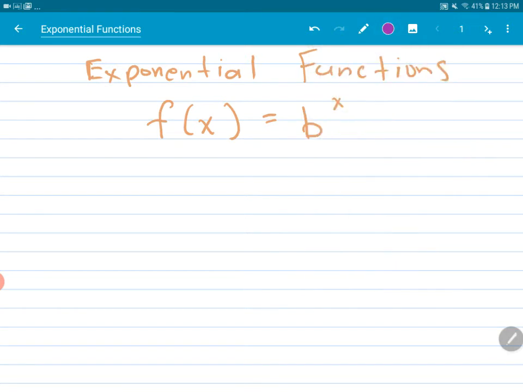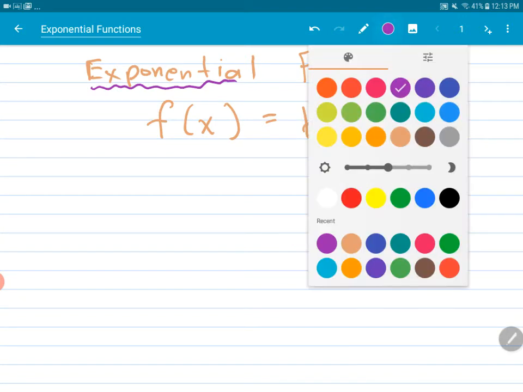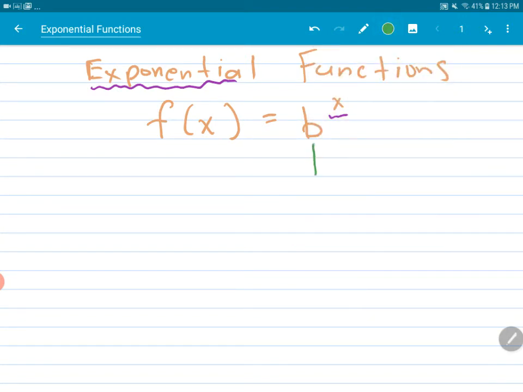So noticing how it's called exponential functions, which means it has to have some kind of exponent, right? Your variable now is in the exponent, which is something different. And here we have b, which is just your base, and that number can change. We can have 2 to the power of x, we can have 3 to the power of x, we can have negative a half to the power of x, right? That base is going to be something that changes.